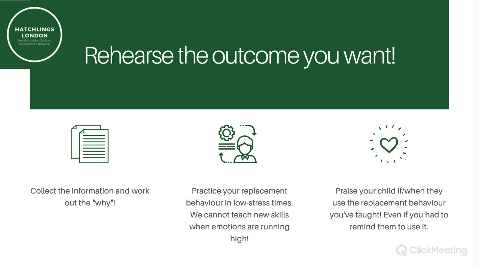And you need to praise your child if and when they use the replacement behavior you've taught, even if you had to remind them to use it. So if you can see the situation starting to go sideways a little bit, you can remind them: remember, first this, then that. Or you can let them know: remember, mummy's on a call, but afterwards I'll play with you.